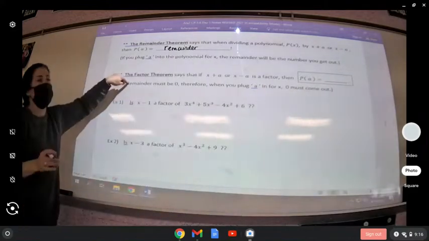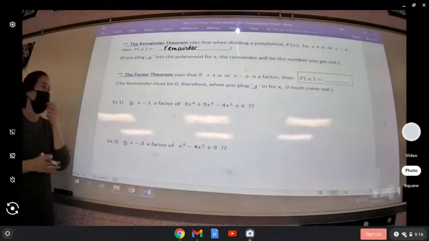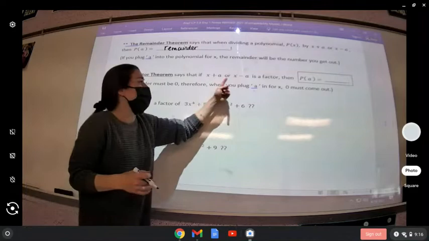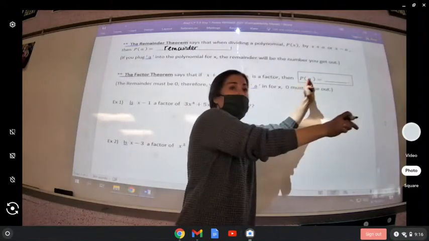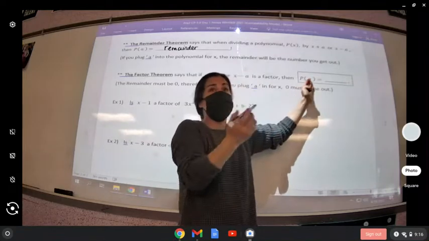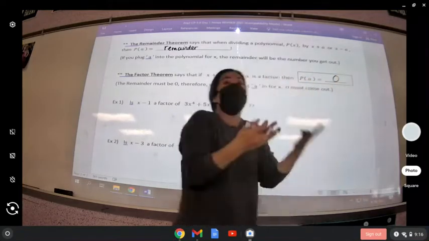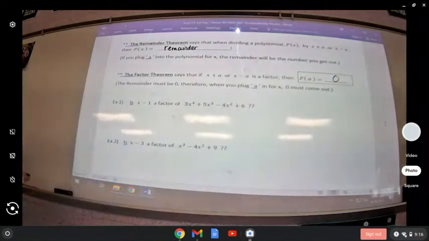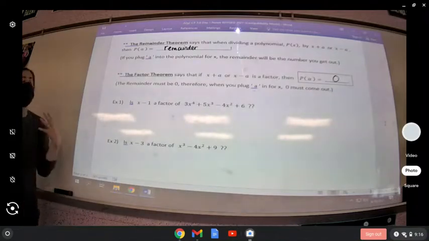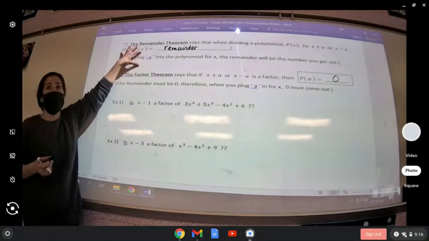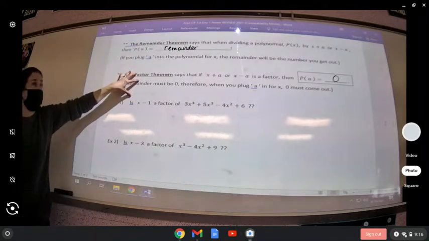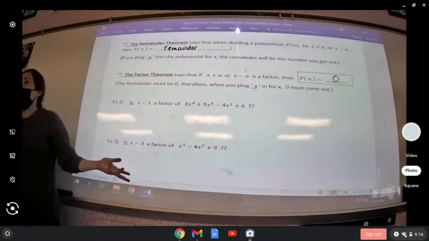So then the factor theorem kind of goes along with that by saying, if x plus a or x minus a is a factor, then what number will come out of that polynomial when you plug the magic number in? 0. The remainder will be 0. Okay? So again, the remainder theorem is giving you a different way to find the remainder, and the factor theorem is saying that if it's a factor, you better have a remainder of 0.